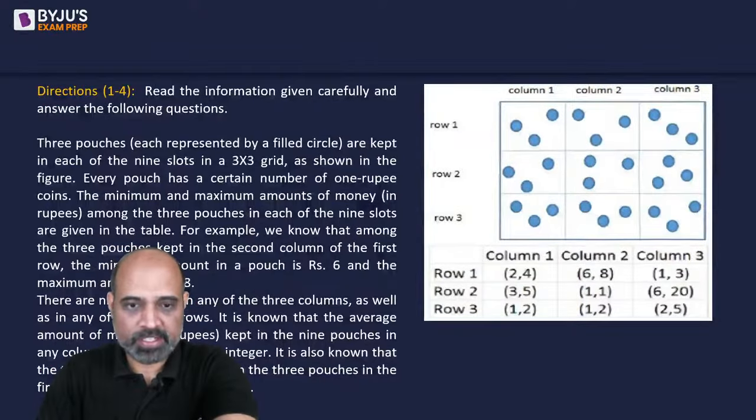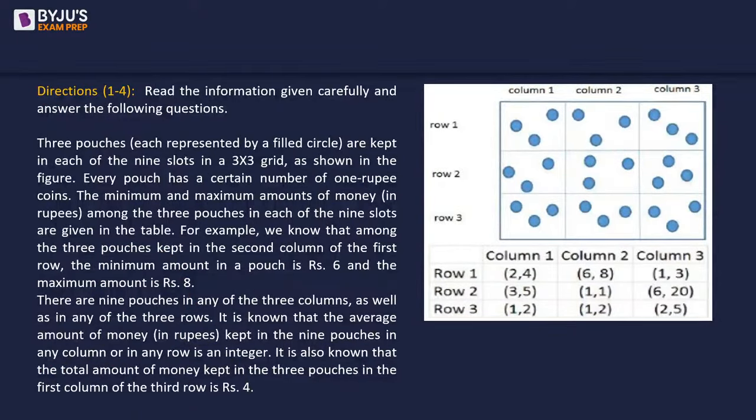We have a lot of data here. Okay, so read the information given carefully and answer the following questions. 3 pouches, each represented by a fixed circle, are kept in each of the 9 slots in a 3x3 grid as shown in the figure. So here we have the figure, 3 columns and 3 rows, and each row has 3 pouches. There are a total of 9 cells and each cell has 3 pouches. So there are a total of 27 pouches here, right?